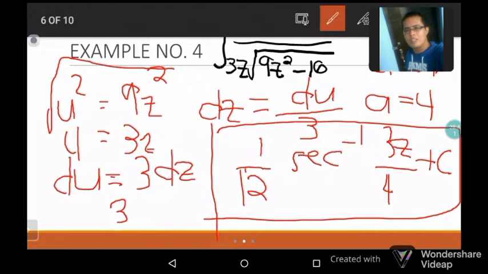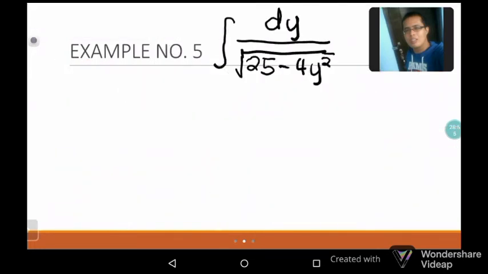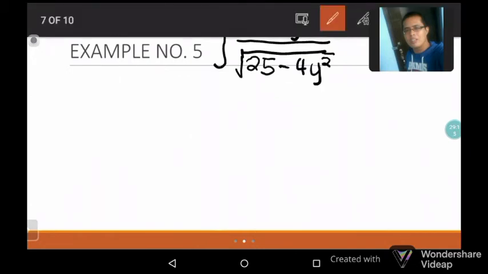Paano pag ganito? So alam na agad, no? So pag nakakita ka ng ganon, dy over the constant, so a squared minus u squared. So alam na natin yan ang arc sine of u over a. Pero syempre, hindi naman natin gagawin agad-agad yon. So let natin u squared, which is equal to 4y squared, syempre. No? So getting the u by extracting the square root of both sides of your equation. So your u now will be 2y.